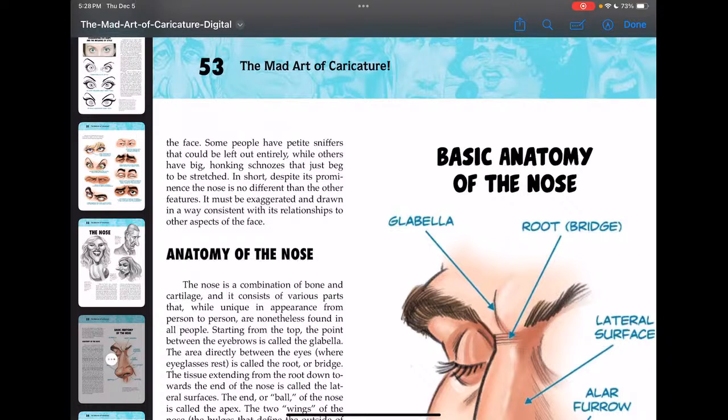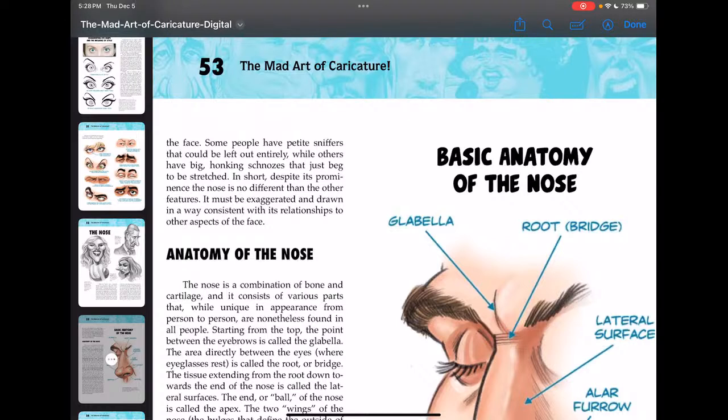So this is my thought here. His theory, and it could just be a fact, is that when exaggerating, you have to exaggerate things in context to the overall face or overall person.